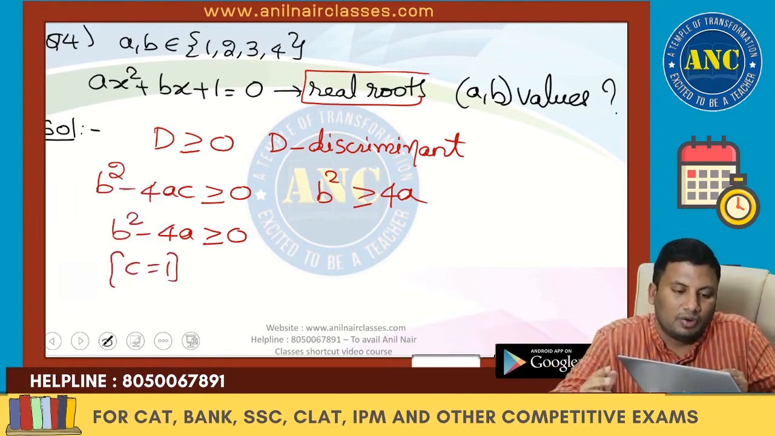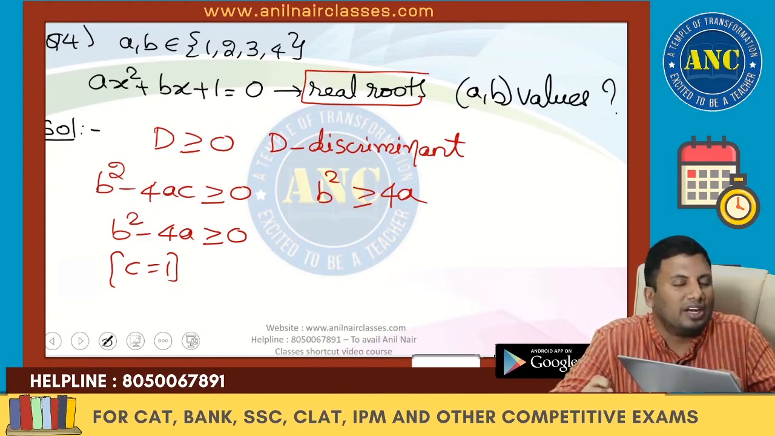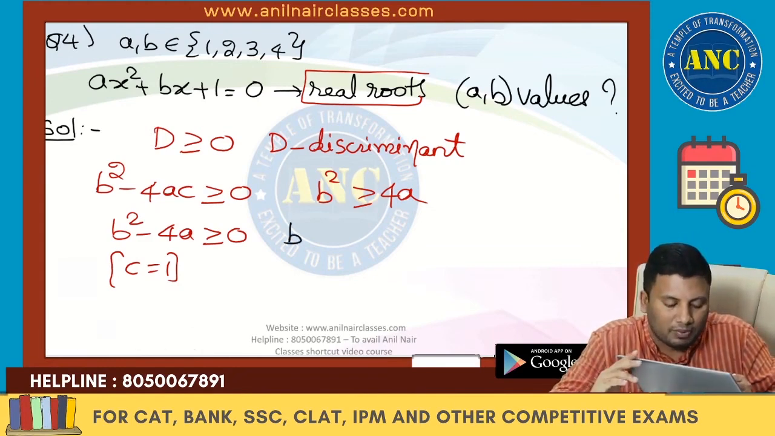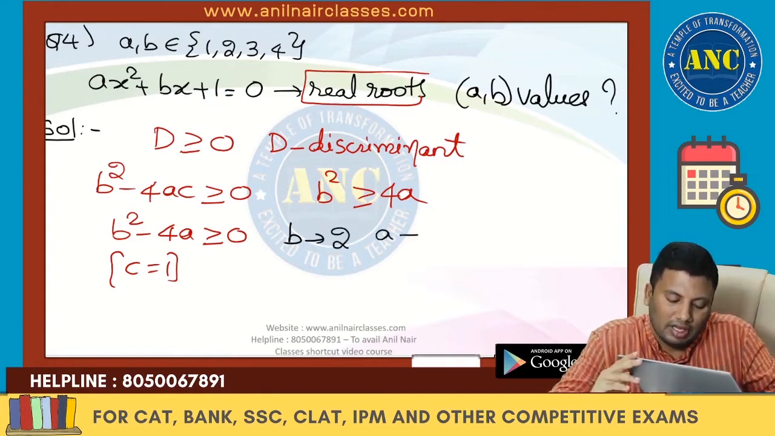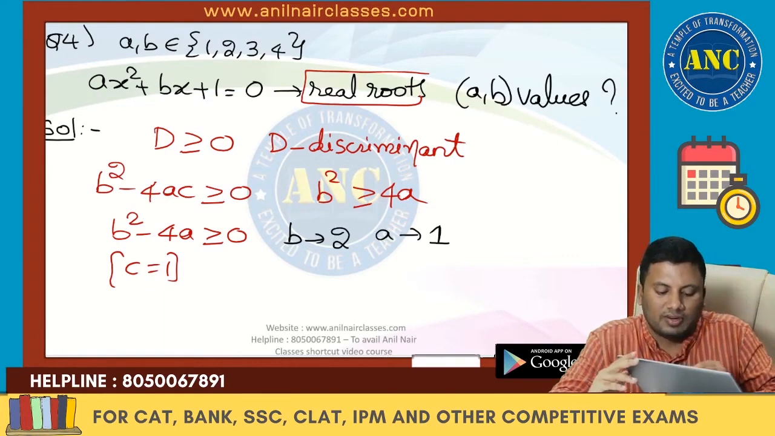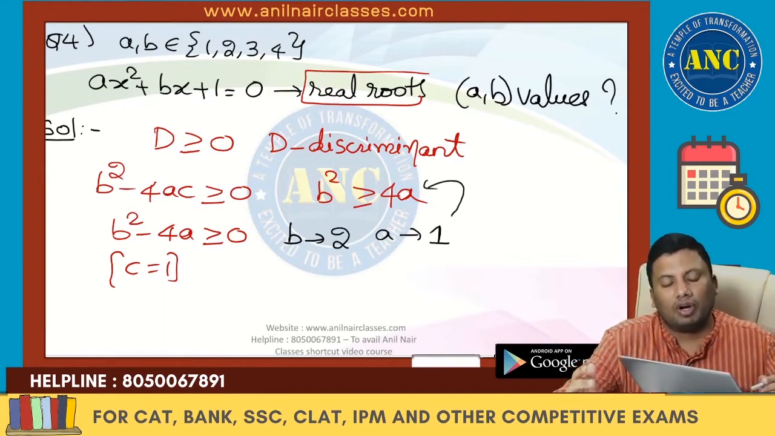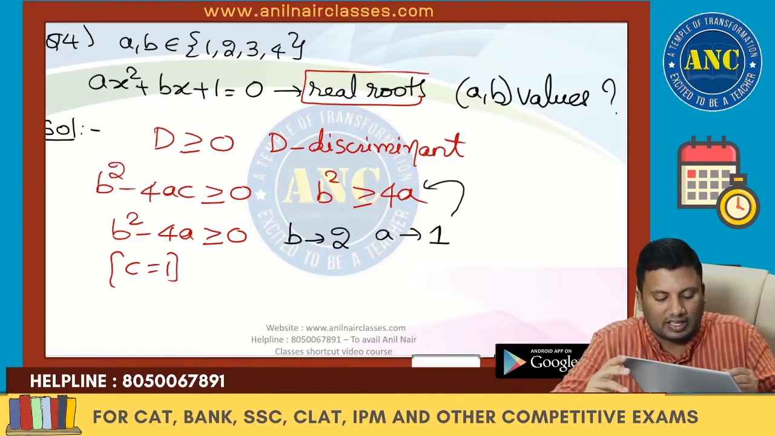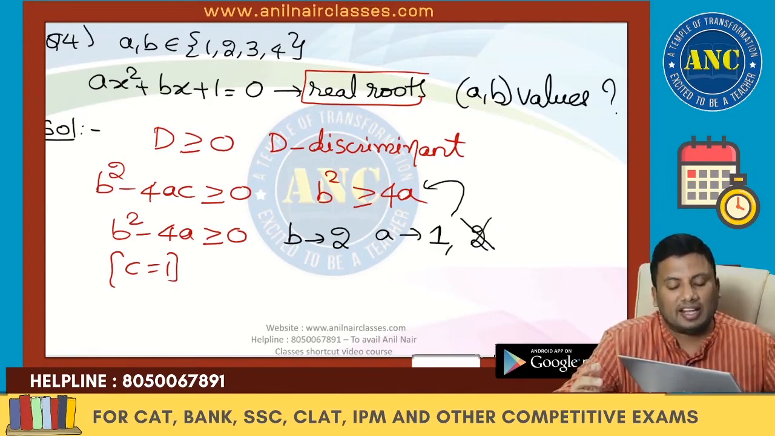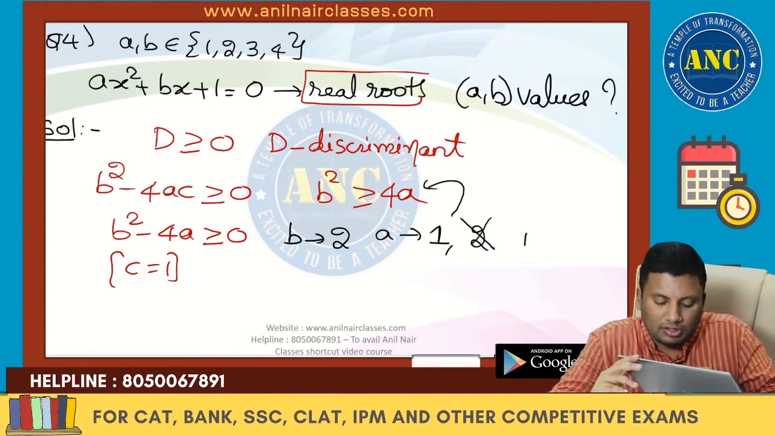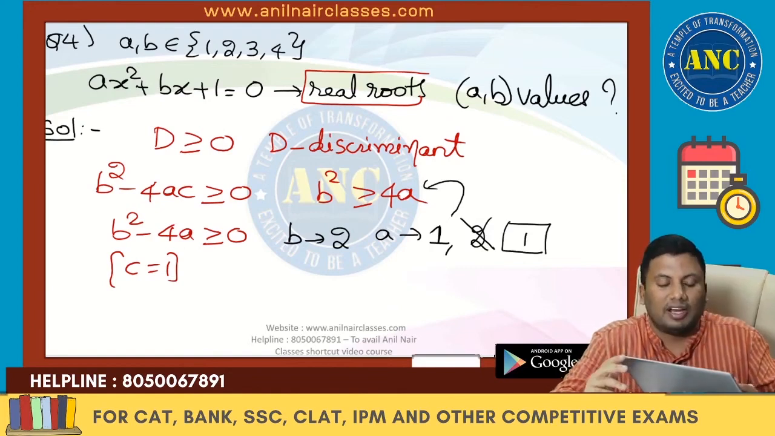All the variables are starting with 1. B value, if it is 1, lowest one, a is 1, 1 is greater than 4, not possible. If b value is 2, 2 square is 4. A value can take 1 which will satisfy the equation. 4 is equivalent to 4. I hope it is clear. A value cannot be 2 because 4 is greater than 8, it is not possible. So one case it is there, when B value is 2.